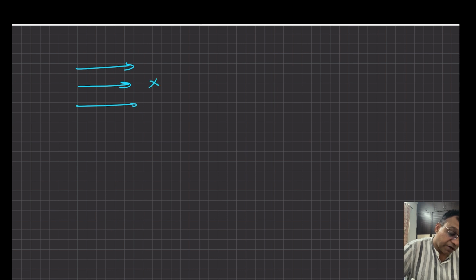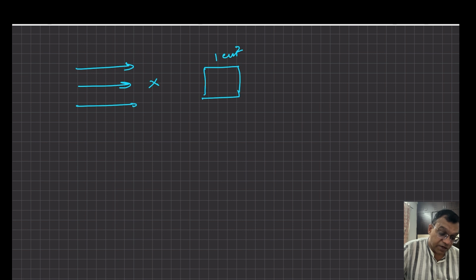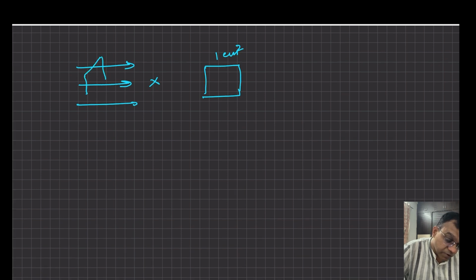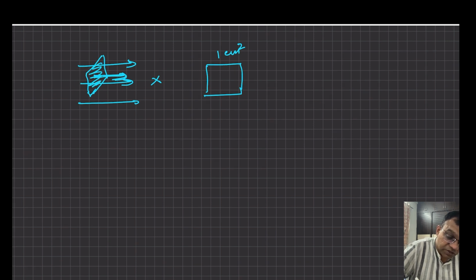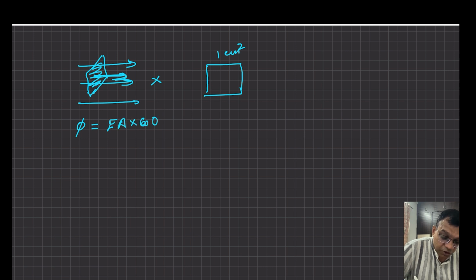Say you have one electric field in this direction, towards the x-axis, and you have a square surface of 1 centimeter square, placed like this way, normal to the electric field. The area vector is along the electric field. Then what is the flux linked with this surface? Electric field and area vector are parallel. So the flux is equal to E into A into cos 0. A is given, E is given, you can find it.